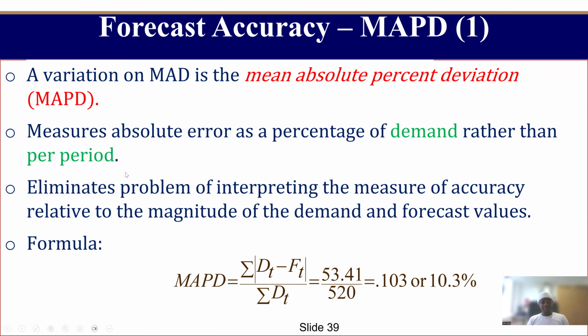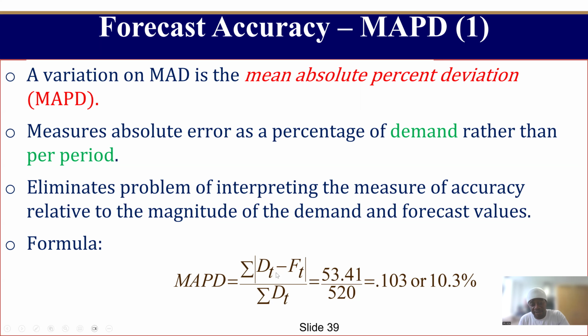Let's look at the next one. I'll just look at just two of them. The rest are simple, but these two are key. The next one is the mean absolute percent deviation. As the name sounds, it's fairly simple. Mean absolute percent deviation.